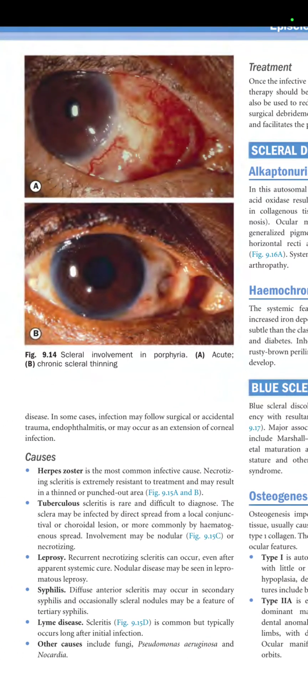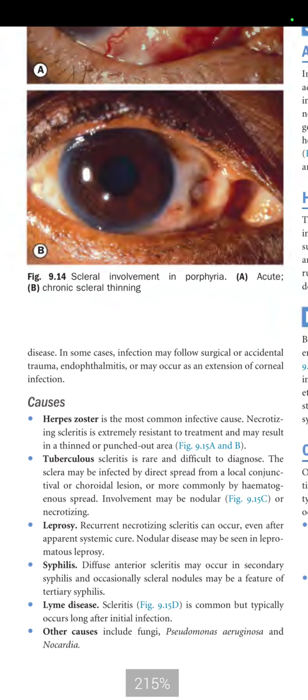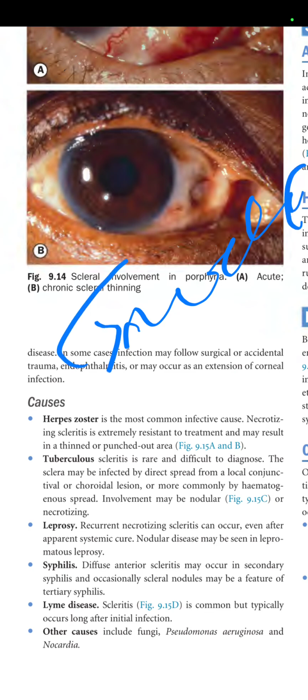Herpes zoster is the most common infective cause. So as I told you earlier, especially in the case of nodular scleritis, herpes zoster is very important. Necrotizing scleritis is extremely resistant to treatment and may result in a thinned or punched out area.